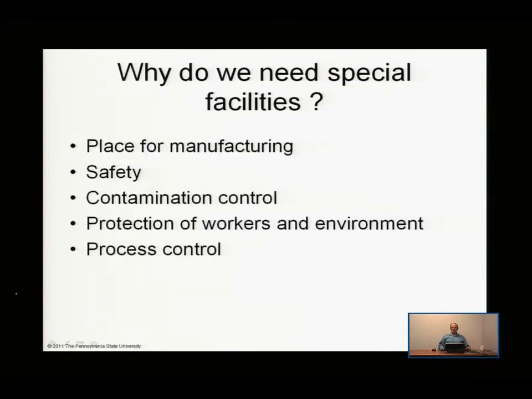So why do we need special facilities in the first place in nanotechnology? Well, we obviously need a place for manufacturing, so we need facilities. We need space, rooms dedicated to the manufacturing. But these facilities, as we discussed in Lecture 1, are very important to ensure safety for the workers, to ensure contamination control, and to ensure protection not only of the workers but also of the environment and process control.